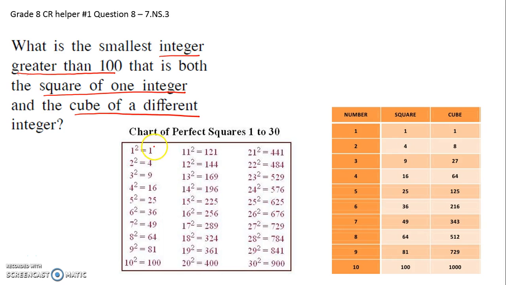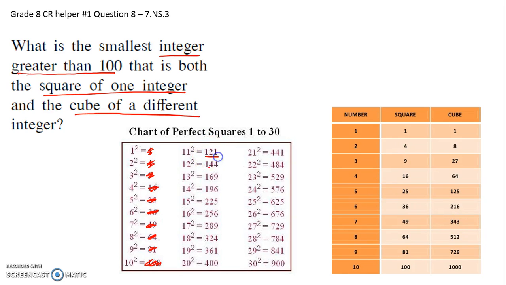So I want an integer greater than 100 that's both the square of one integer and the cube of a different. So if I want greater than 100, I'm not even considering these, because 1 squared, 1 times 1 is 1, that's not bigger than 100. 2 squared, 2 times 2 is 4, that's not bigger than 100. 3 squared is 9, not bigger than 100. Nope, even 10 times 10 is not bigger than 100. So I know the smallest possible answer could be 121. But 121 is not a perfect cube, so it's not going to be. But that's what I'm doing.